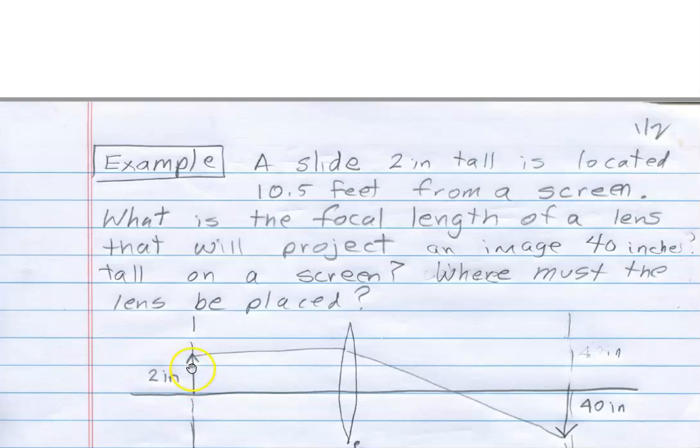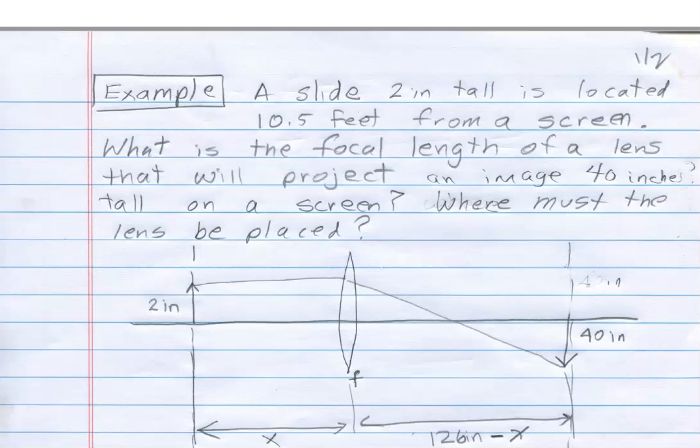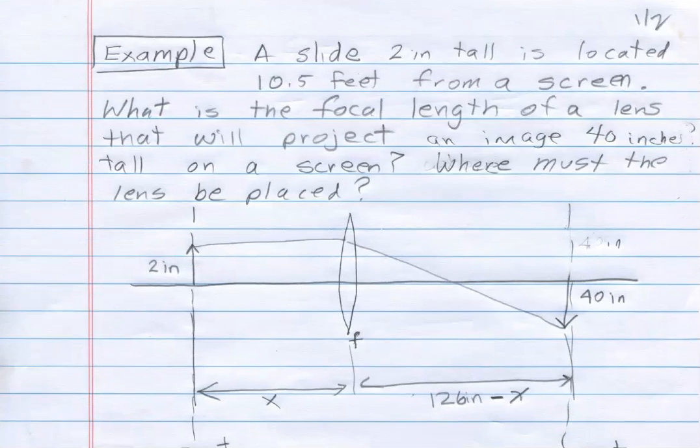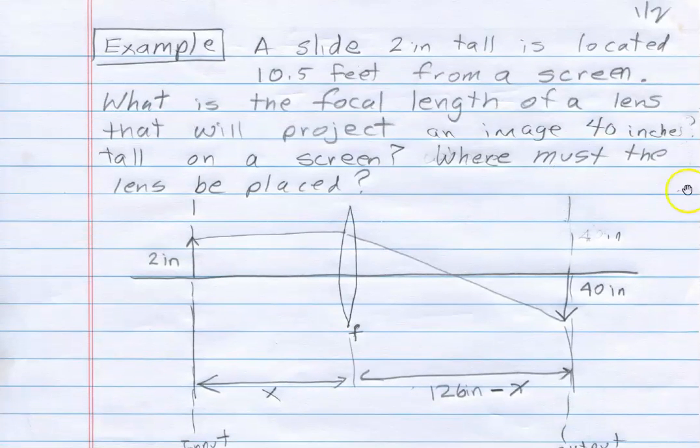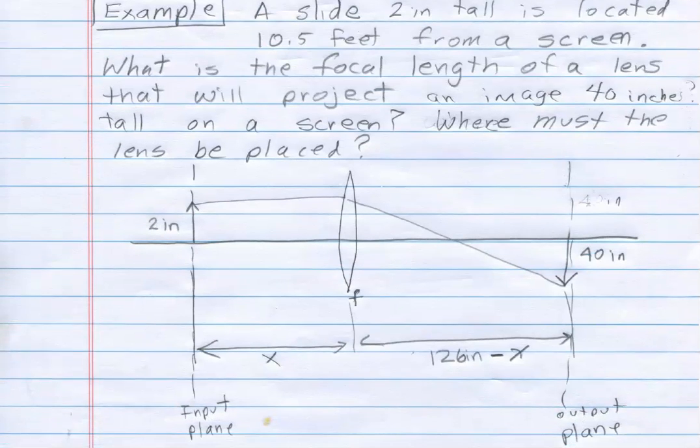There's the 2 inch tall object, a lens. It is a converging lens, and it casts an inverted image that's 40 inches tall at a distance of 10.5 feet from the slide. So this is sort of an old slide projector, 35 millimeter slide projector. And so again, this is an imaging problem.